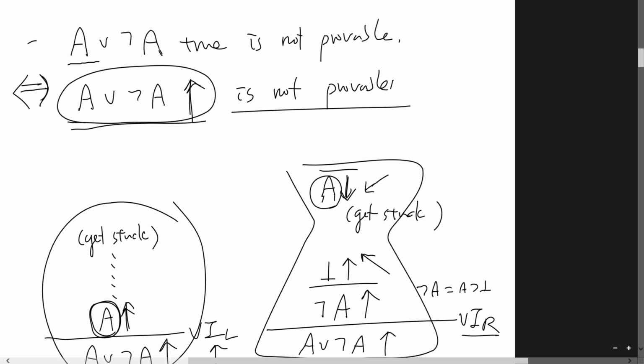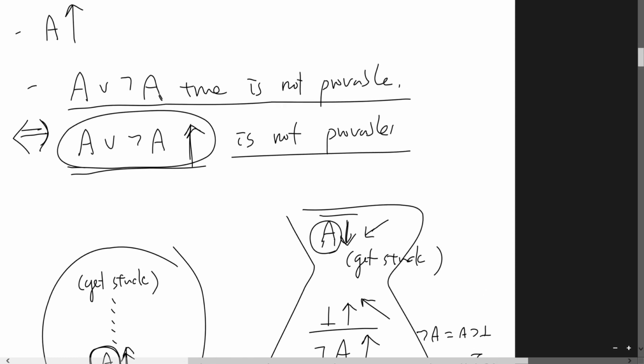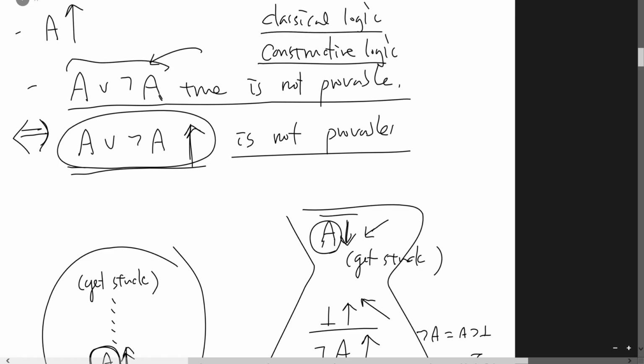So this is not provable in our logic, which is not surprising because we are using constructive logic. In constructive logic, this one is not provable. It is provable in classical logic, and this one is called the law of excluded middle. We will come back to classical logic later, and I have just missed the two remaining rules.